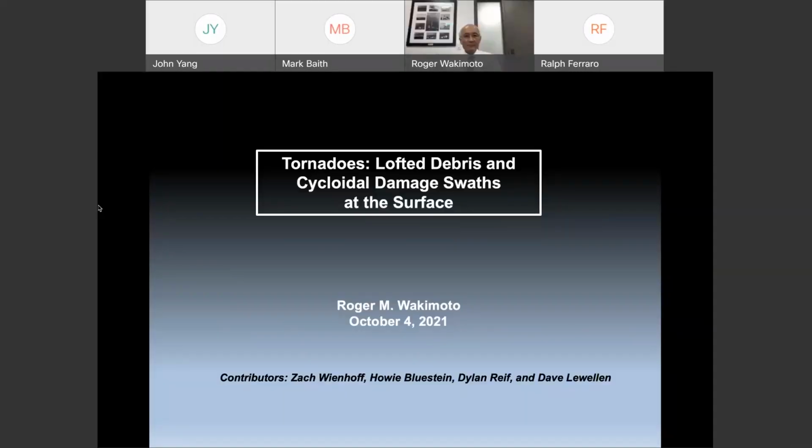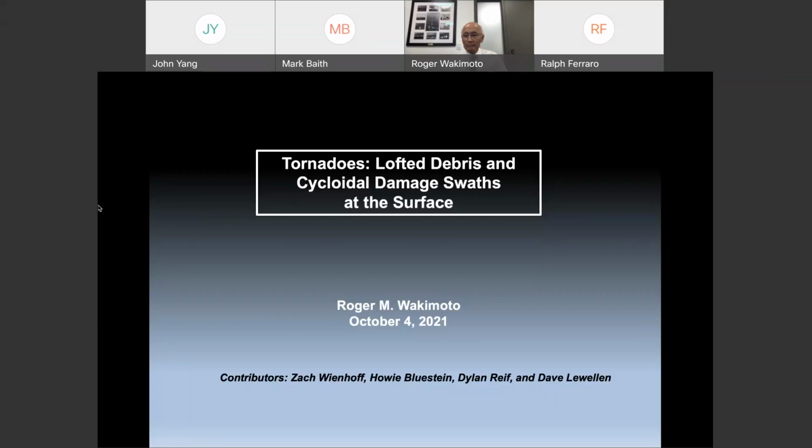To introduce our speaker today, Dr. Roger Wakamoto, very world-renowned scientist. We're really glad that he's going to speak with us today. Currently the Vice Chancellor for Research and Creative Activities at UCLA, and he's done a lot of atmospheric research, specializing in mesoscale meteorology, especially convective storms and radar meteorology, which is the subject of his talk today.